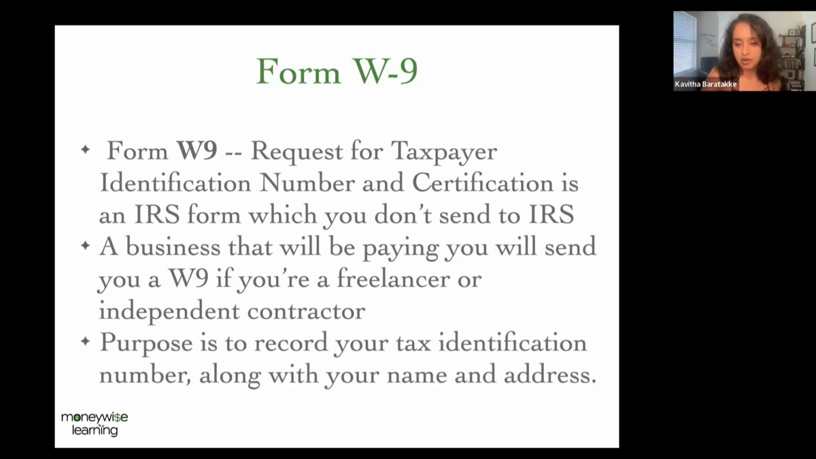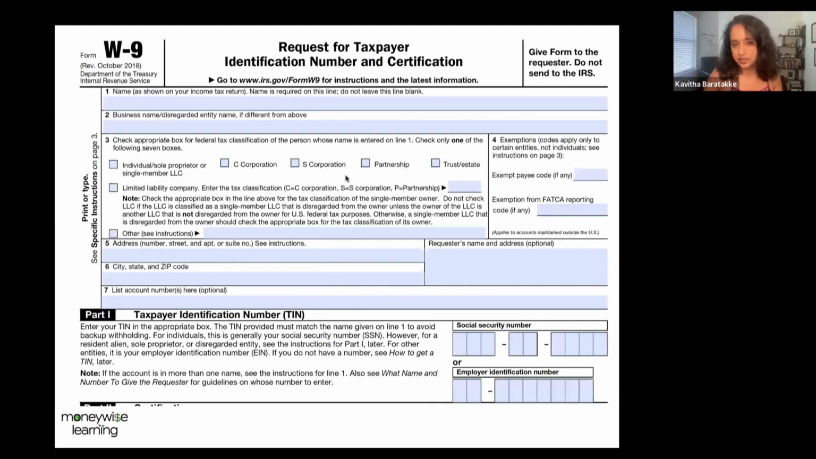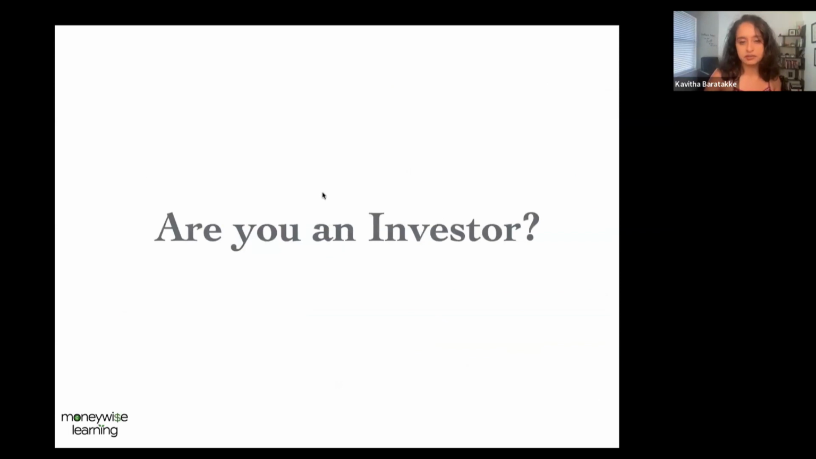The purpose is to record your tax ID number. So let's say I render services to someone, they'll ask me for a W-9. I hope that's clear. So I'll give them my tax ID number. I'll give them my name and address. They will pay me and issue a 1099 NEC. So this is what a W-9 looks like. I already shared it here.